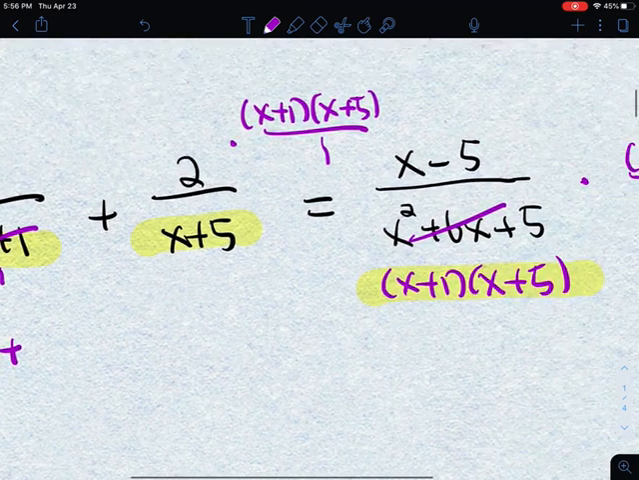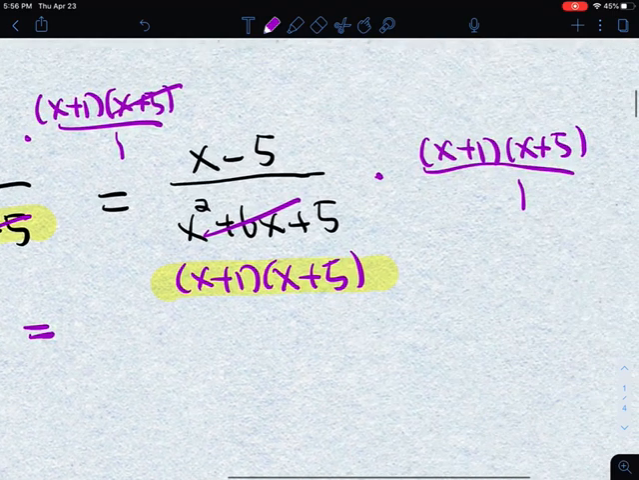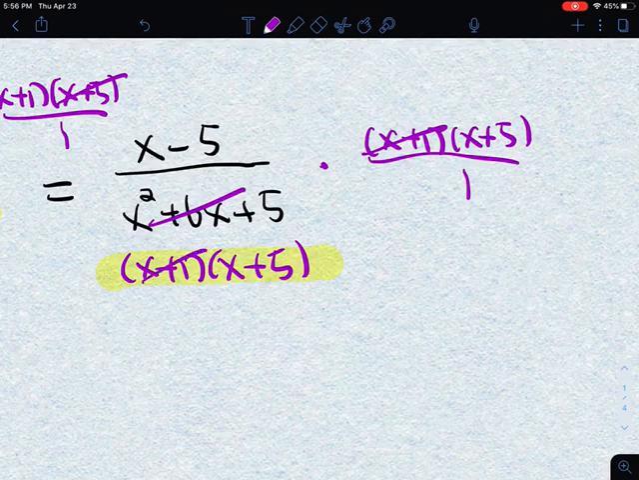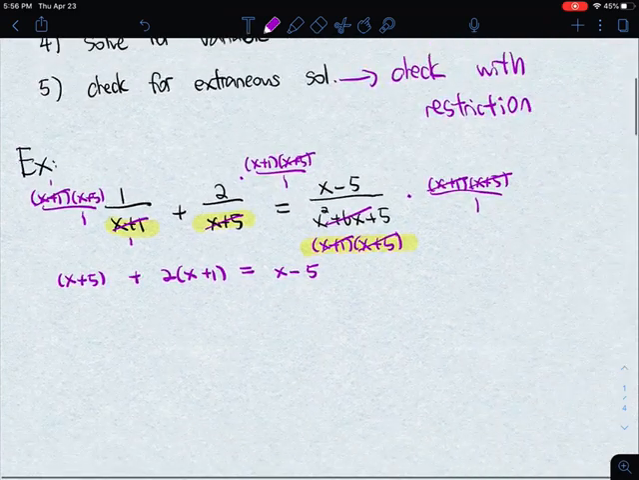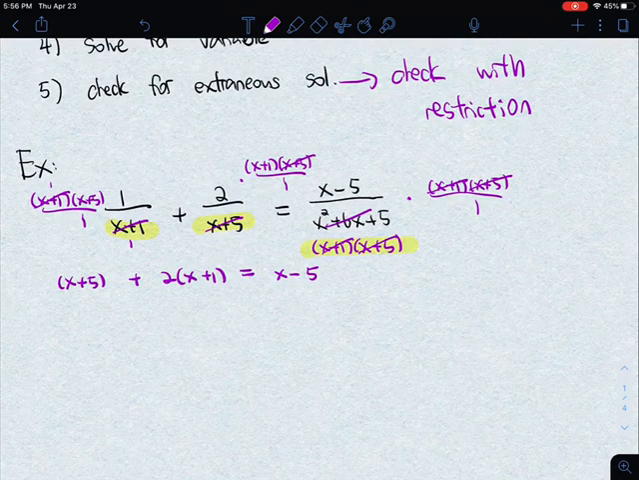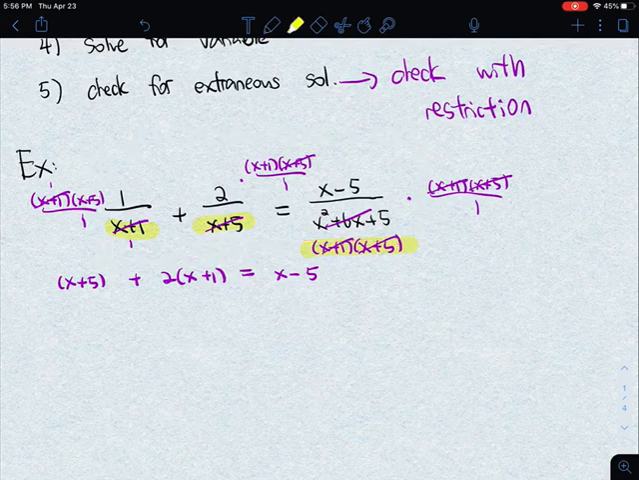And then plus, let's go to the middle. This will cancel out with that nicely. And then we have 2 times x plus 1. And then equal to, let's go over here. We can cancel out the x plus 1s and the x plus 5s. So then all we're left with is just x minus 5. Okay, so this is what's nice about multiplying by the LCD. We started with this whole mess with 3 fractions, but once we multiply by the LCD, we wound up with just this linear equation, which we can all solve pretty easily after a few more steps.